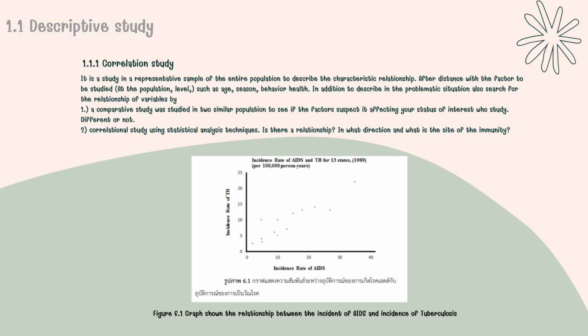2. Correlational study uses statistical analysis techniques. Is there a relationship, in what direction, and what is the size of the relationship? Figure 6.1 graph shows the relationship between the incidence of AIDS and the incidence of tuberculosis.